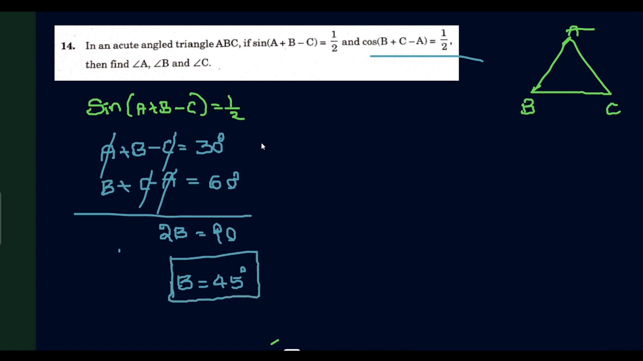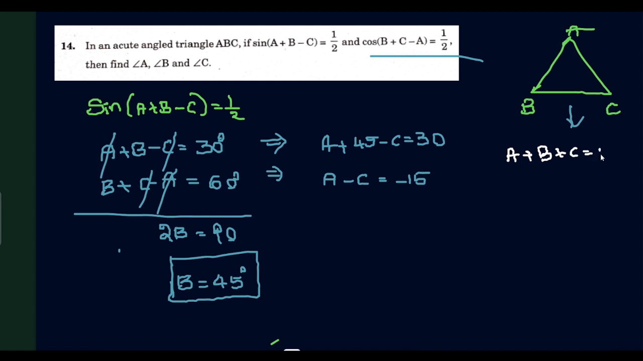So from here you got the B value. Just substitute B in these two cases. Then what happens? Whichever equation you substitute, both will give the same answer. That is A plus 45 minus C is equal to 30, right? Then A minus C is equal to minus 15. Now we need to find A and C, but how to find it? This is a triangle, right? From the triangle, we know that the sum of all angles is 180, right? So A plus B plus C is nothing but 180.